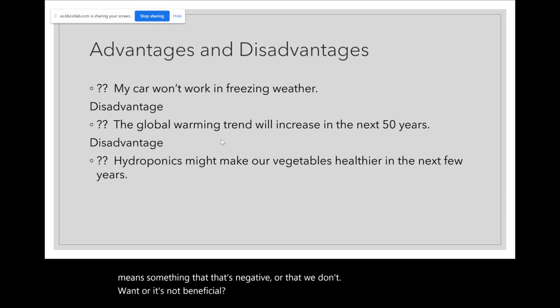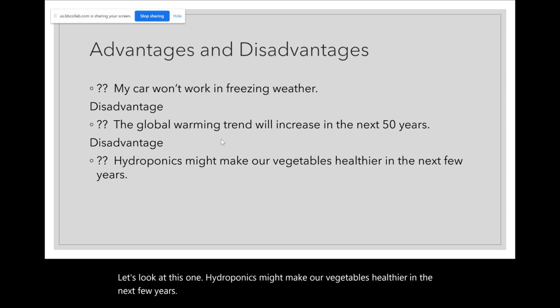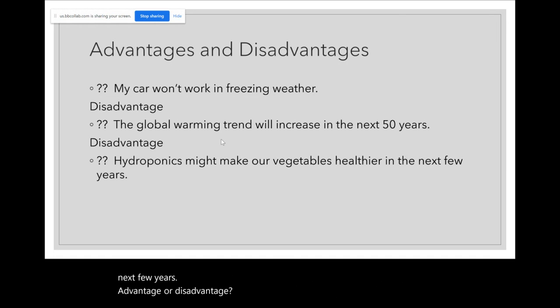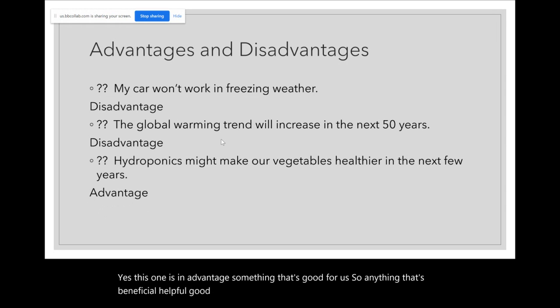Okay, let's look at this one. Hydroponics might make our vegetables healthier in the next few years. Advantage or disadvantage? Advantage? Yes, this one is an advantage. Something that's good for us. So anything that's beneficial, helpful, good, or healthy is going to be an advantage.